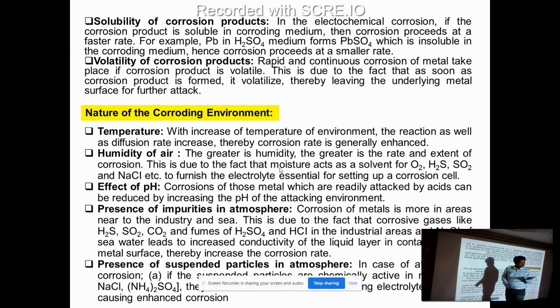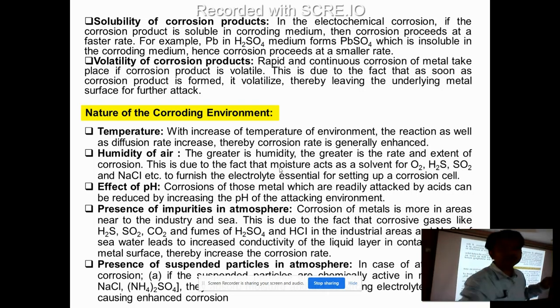Okay, so the conductivity, that is what I am saying. It will form a good electrolyte system, acting as a good solvent. Fine. Now, the presence of suspended particles in the atmosphere. Suspended particles, such as chlorine ions, will act as good electrolytes. See, strong electrolytes. Fine. So these are all points in the case of the nature of the corroding environment.